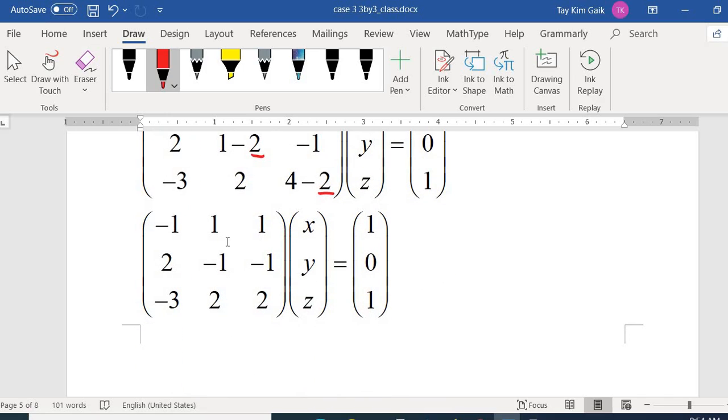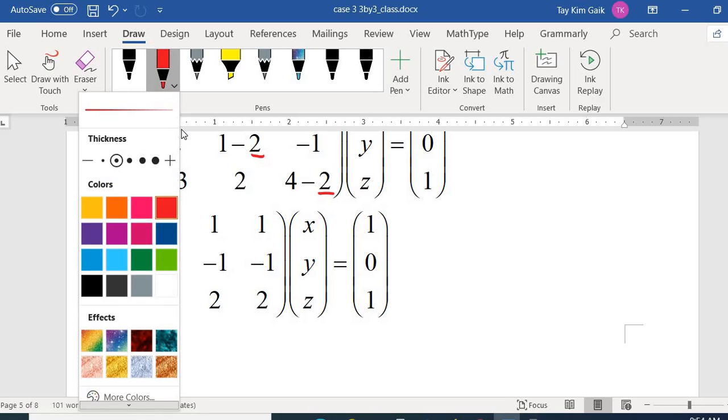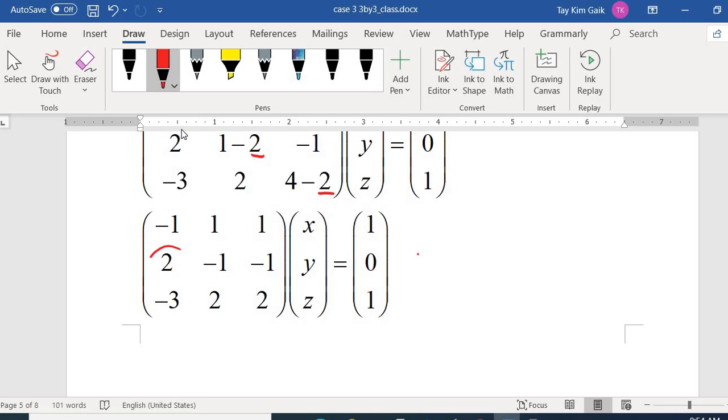So, as opposed to this one, if you key into the calculator again, we get infinitely many solutions. That's why it shows you 3 equations. You can actually reduce to 2 or 1 equation. Okay, so you got infinitely many solutions.